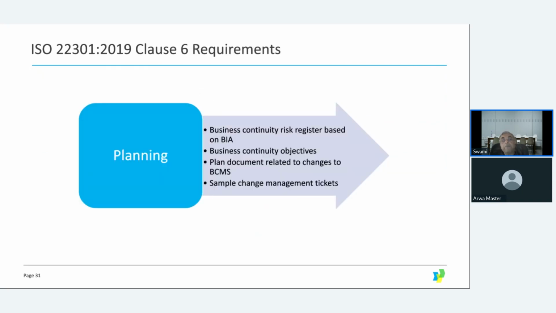Now, coming back to the requirements of clause 6, we have the business continuity risk register based on the business impact analysis that we did. The risk register must have the risks identified, their impact, their likelihood, and the risk value. Based on the risk value, you will be able to come out with whether the risk is high, low or medium. All that will be defined. And if the risks are high, then you have to come out with controls implementation. You have to select various controls to implement.